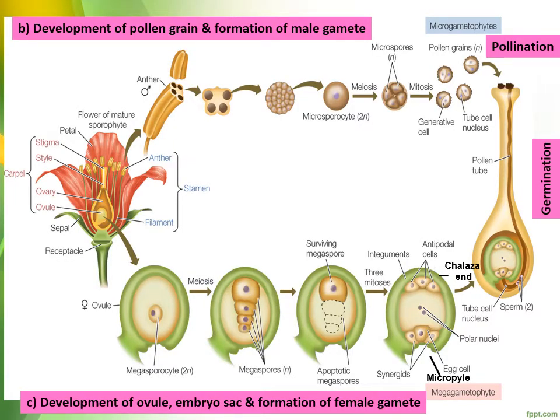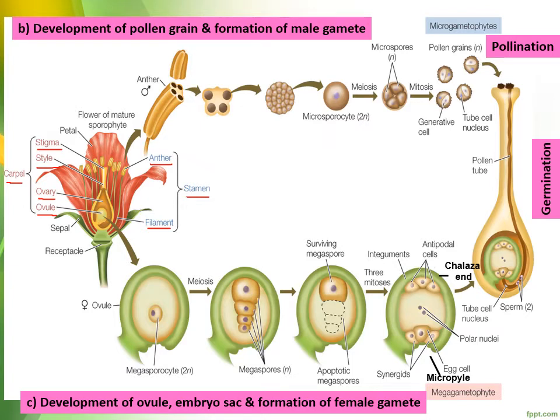Okay, so now let's look at 9.1b and 9.1c. Let's first look at the flower here. So there's anther and filament, which are also called stamen. So this is the male reproductive part in a flowering plant. And here we have stigma, style, ovary, and ovule, which are also called carpel. So this is the female reproductive part in a flowering plant.